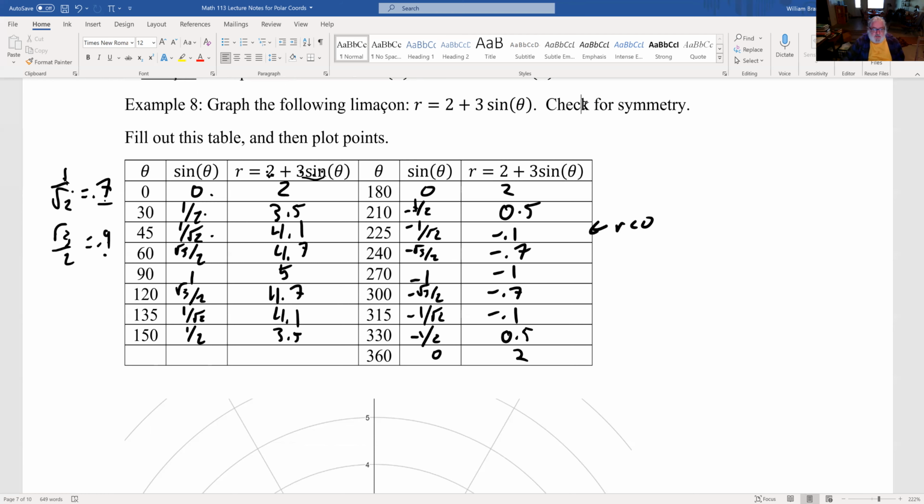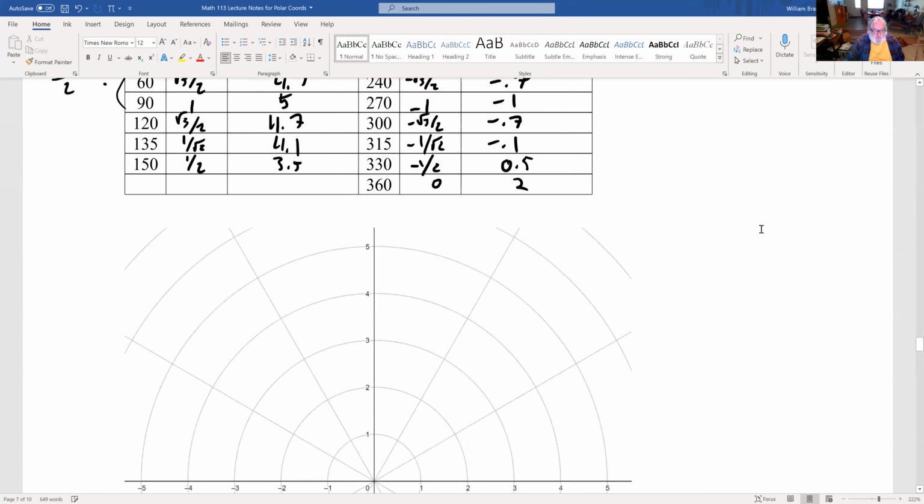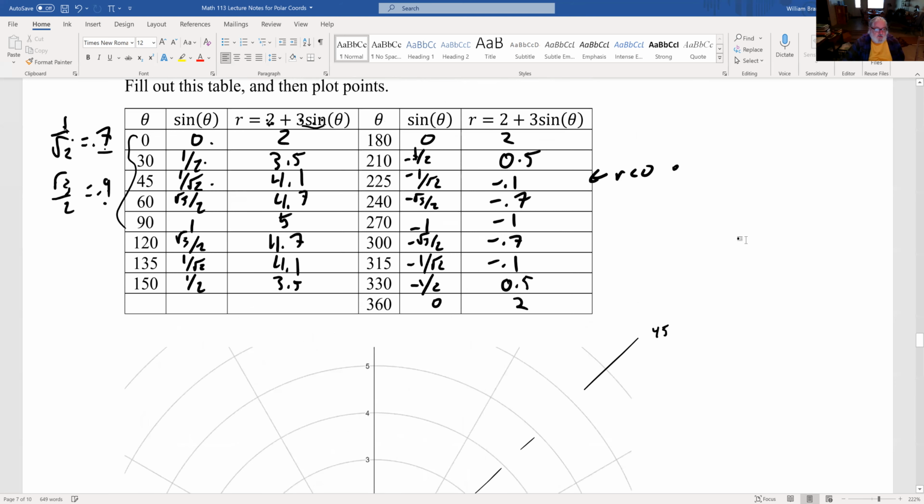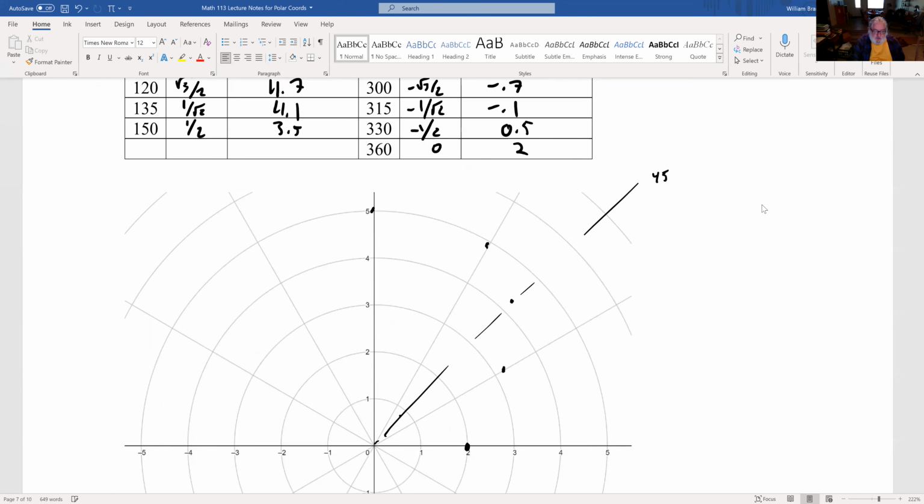So filling out these tables is not too bad because there's so much repetition. And once you get used to the pattern, it's not so bad. The first quadrant is these numbers, so we go 2, 3.5, 4.1, 4.7, and 5. At 45 degrees, r is 4.1, which is out here, and then 4.7 and 5. So there are the points for the angles in the first quadrant. Connect those. We get a graph that looks like that.